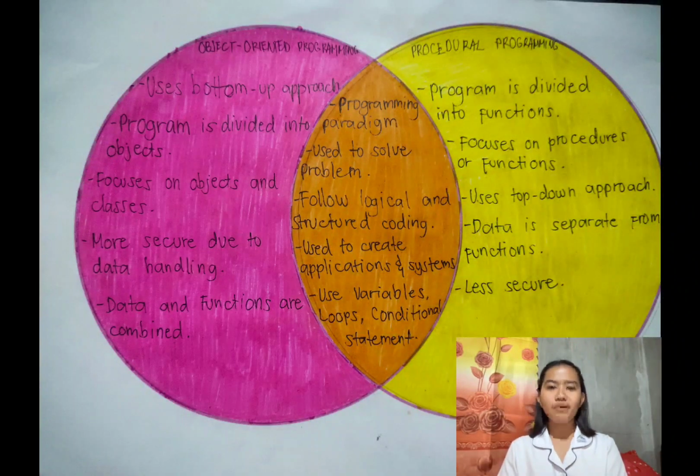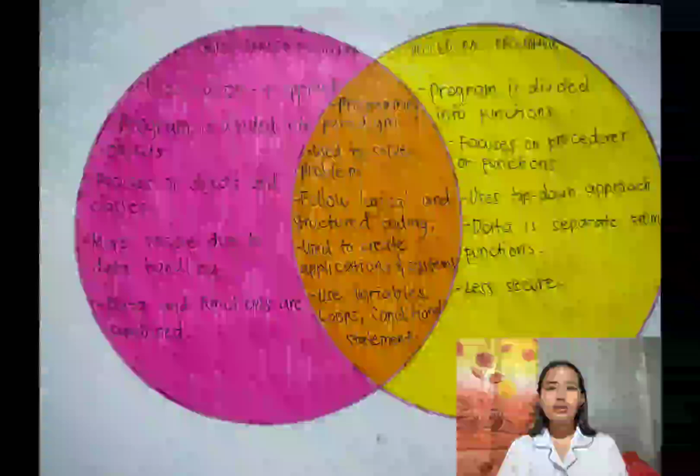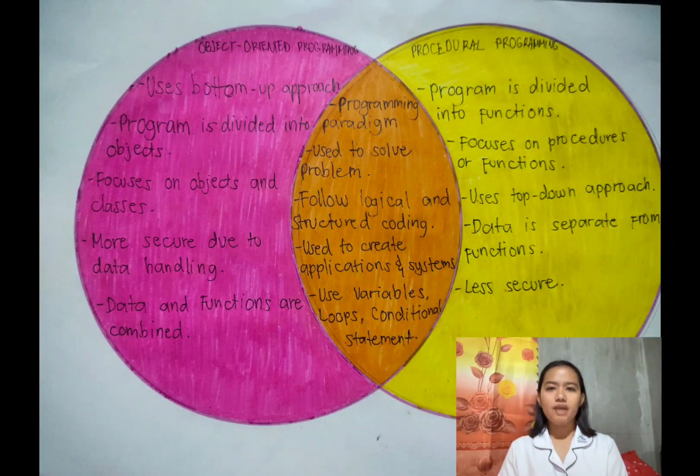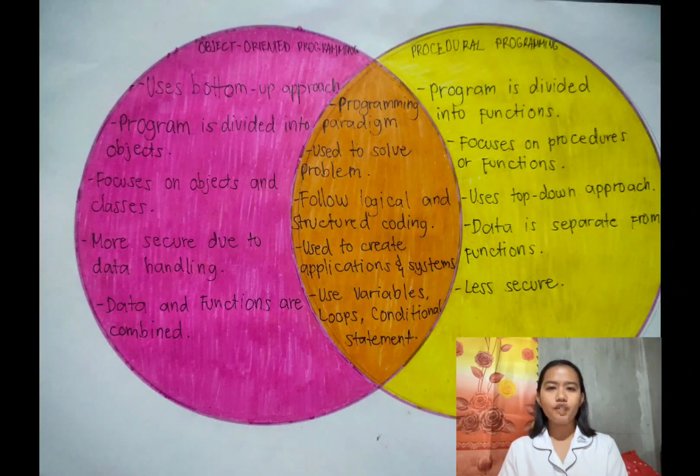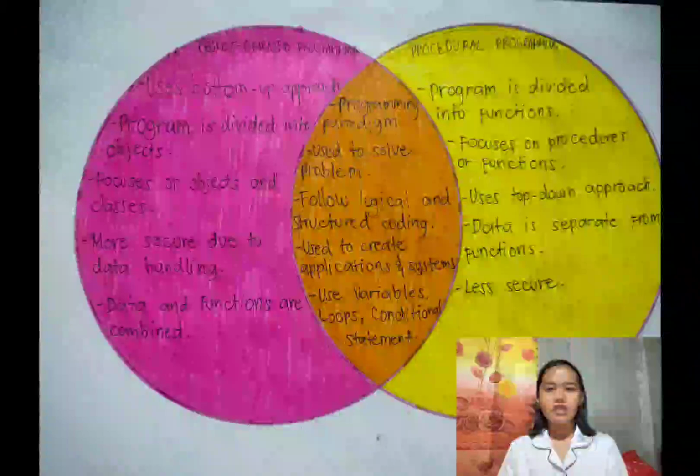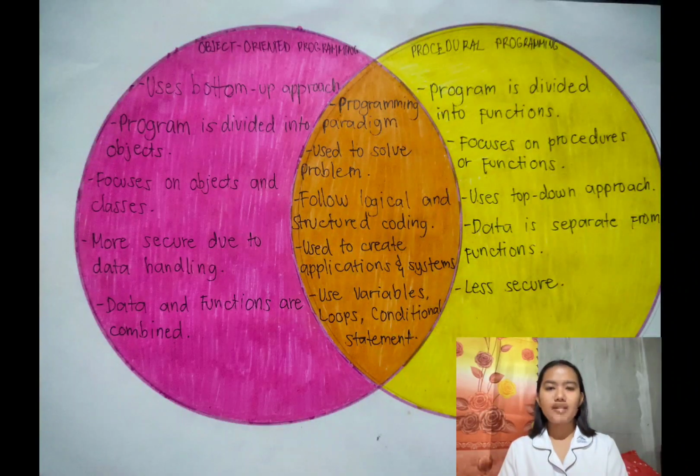Procedural programming focuses on procedures or functions. This means the program is divided into small functions and each function performs a specific task. Its main goal is to complete the task step by step. This paradigm follows the top-down approach. It starts with the main problem, then breaks it down into smaller procedures until the solution is complete.